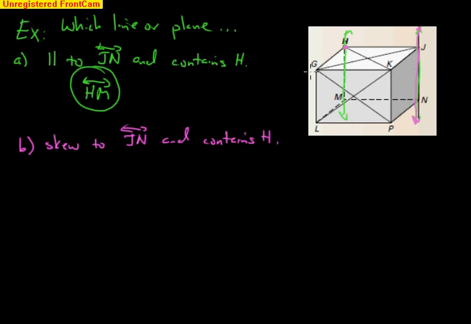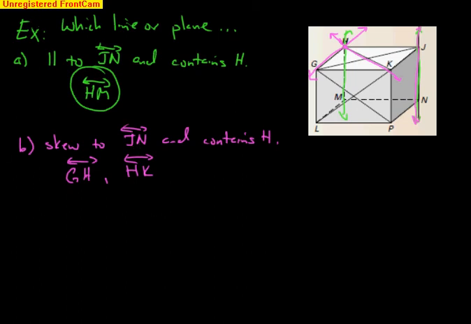Well, there's actually two choices here. We could pick line GH. GH and JN are never going to intersect. So there is one choice that you could pick. GH is not on the same plane as JN. GH is on this top plane, whereas JN is on the back plane. And then you could also have chosen line HK. If you look at line HK, it goes out this way, and it would never intersect JN.